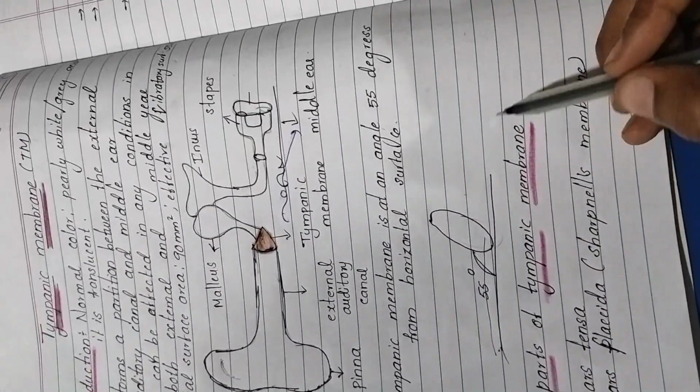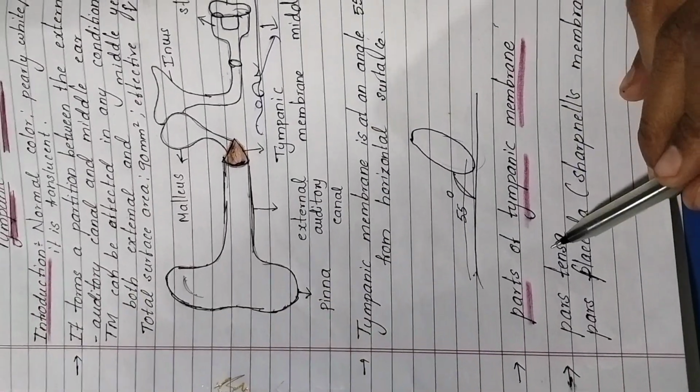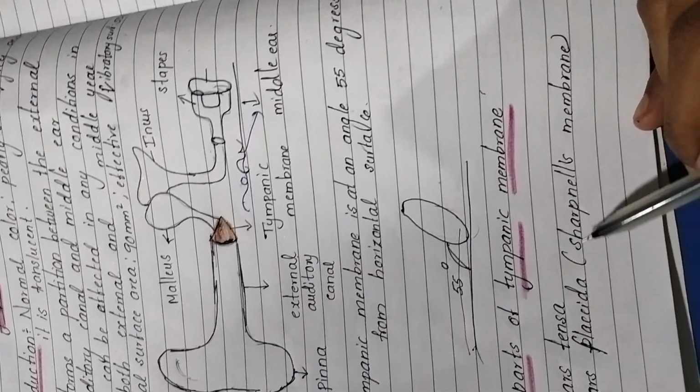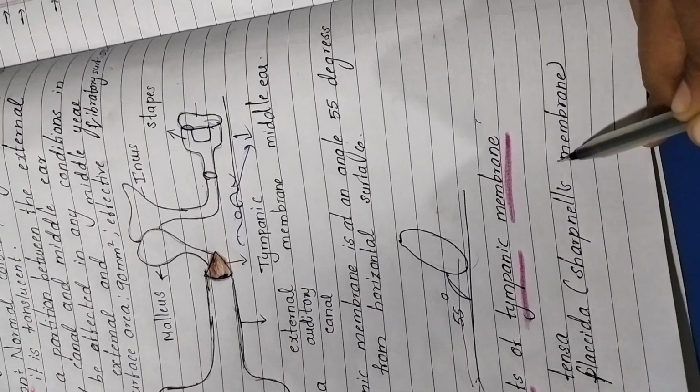Now parts of tympanic membrane. It has two parts, pars tensa and pars flaccida. And pars flaccida is also known as Shrapnell's membrane.